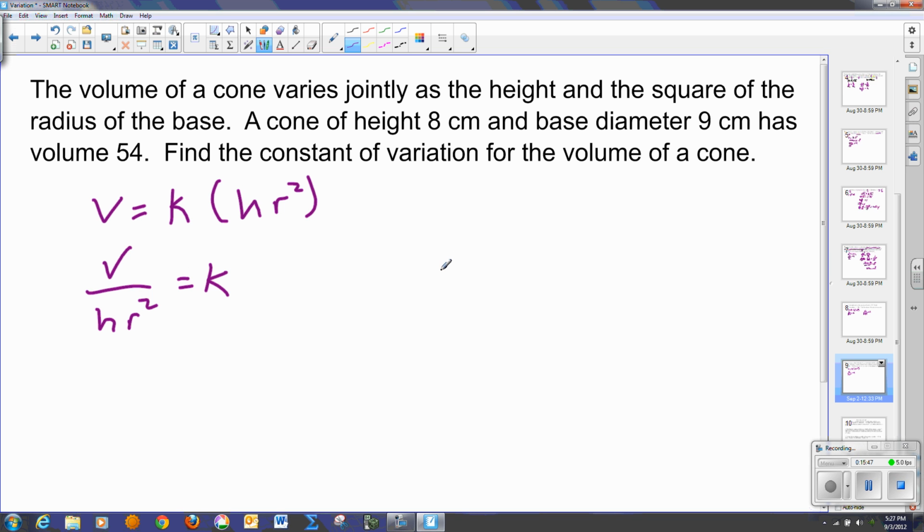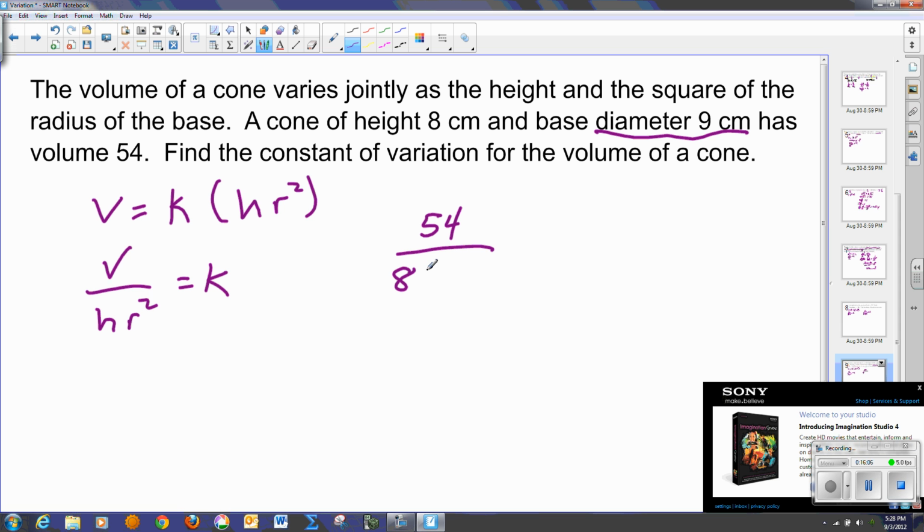We take and plug in. We have a volume of 54. We have a height of 8 and a diameter of 9. Keep in mind, we're not looking for a diameter, we're looking for a radius. So what we have to do is take 4.5, which is the radius, square that, and end up with our K value. All right, let's keep moving.